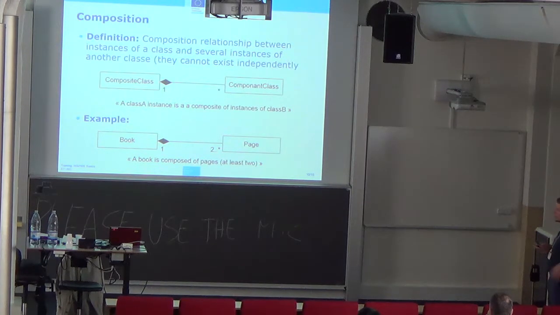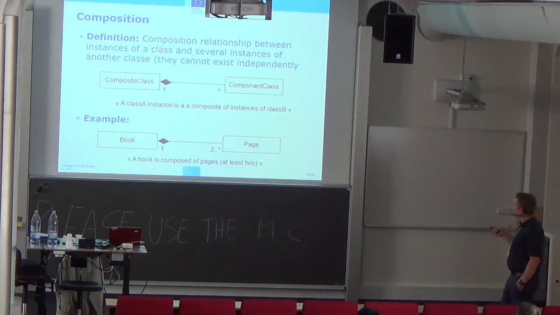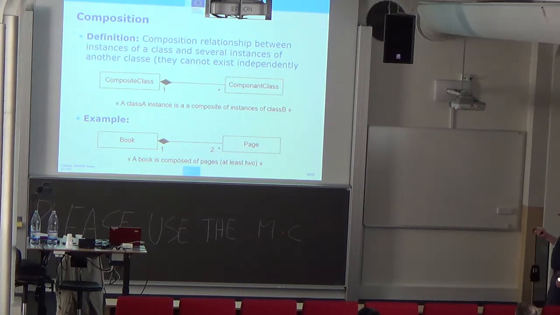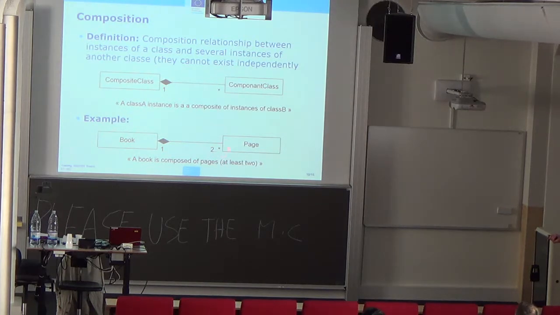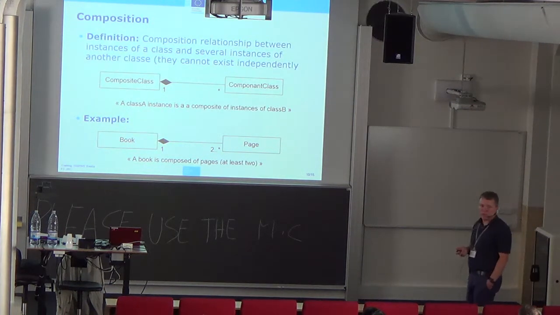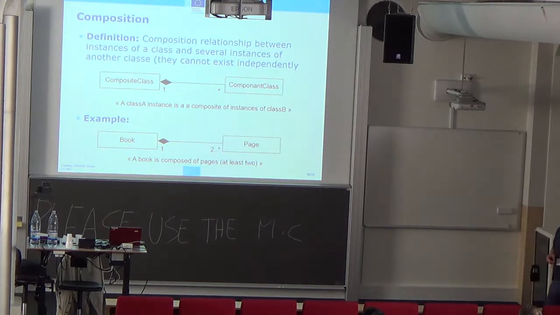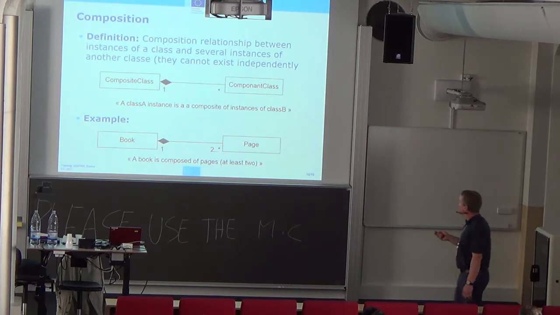And the composition is a bit stronger than aggregation. It says an instance of a class is composed of several instances of another class, and they cannot exist independently. Again, a class A instance is a composite of instances of class B. You can imagine, for example, the composition relation between book and page. So each book has two or more pages, but each page belongs to one book. But if we destroy the pages, then we will destroy also the book. So it's a stronger relationship if we are using composition.